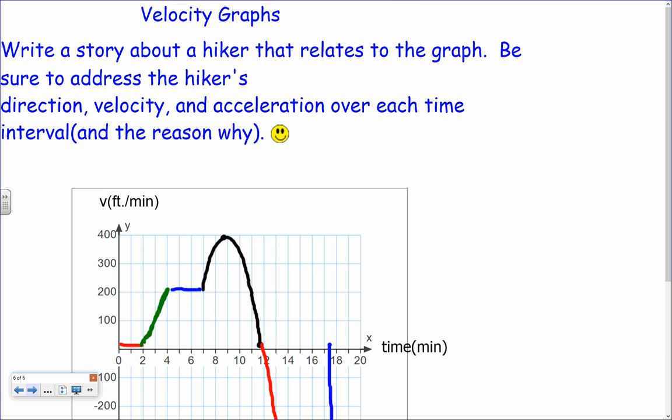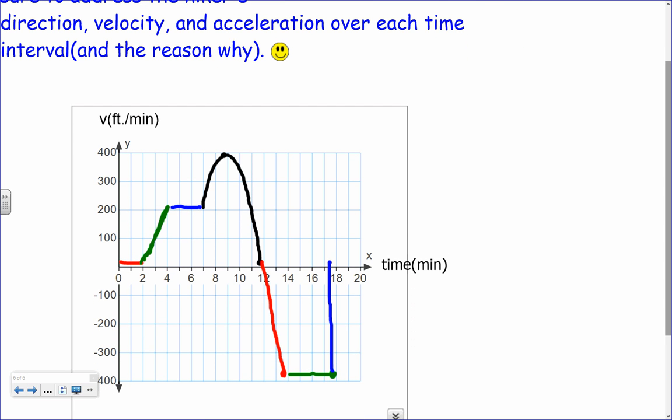So what the class was asked to do is to write a story about a hiker that relates to the graph. Be sure to address the hiker's direction, velocity, acceleration over each time interval, and the reason why. This is the graph that we're looking at. So in class we came up with some very creative stories in terms of what could have happened to the hiker, but we've got some key features here.